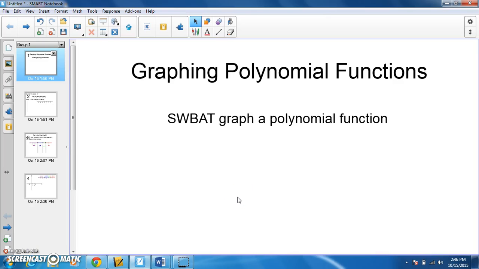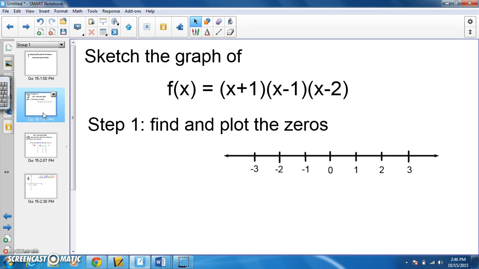Hey guys, so today we are going to graph polynomial functions. So the first thing we have is our factored form of our polynomial. And step one is to find and plot the zeros.